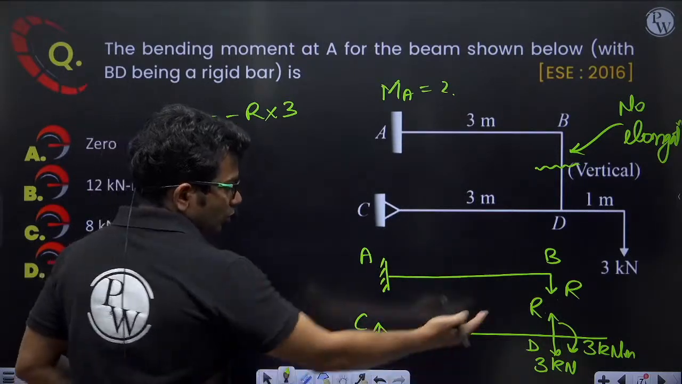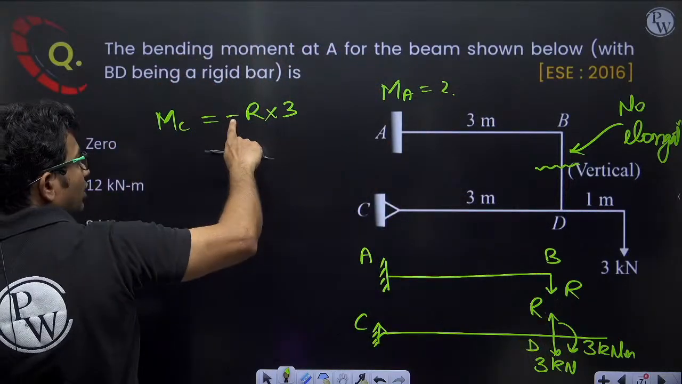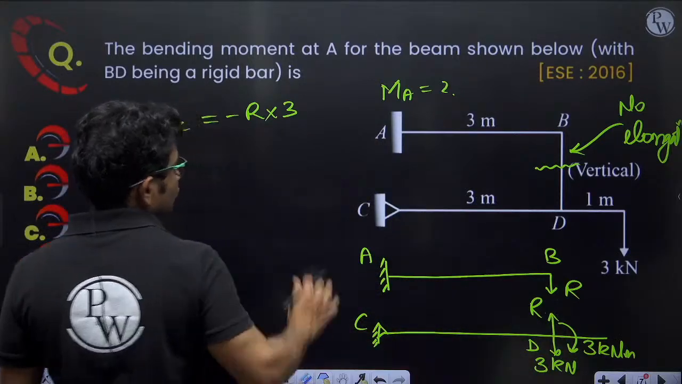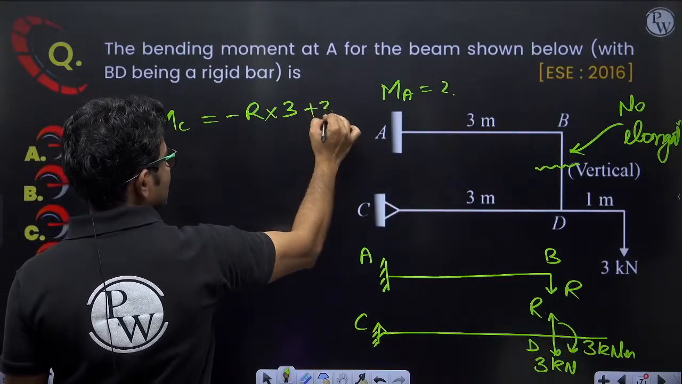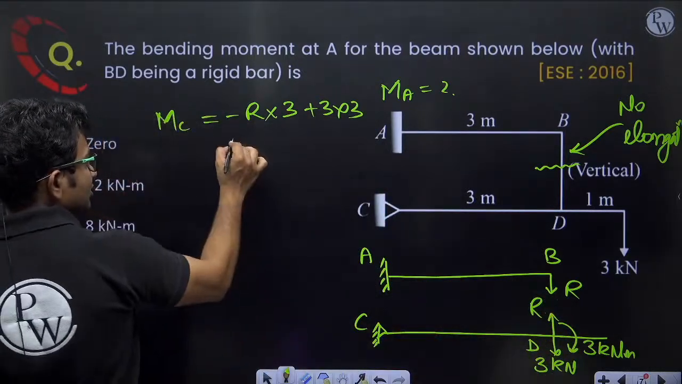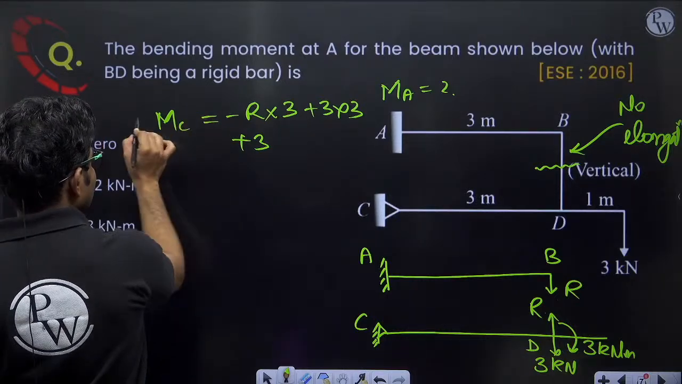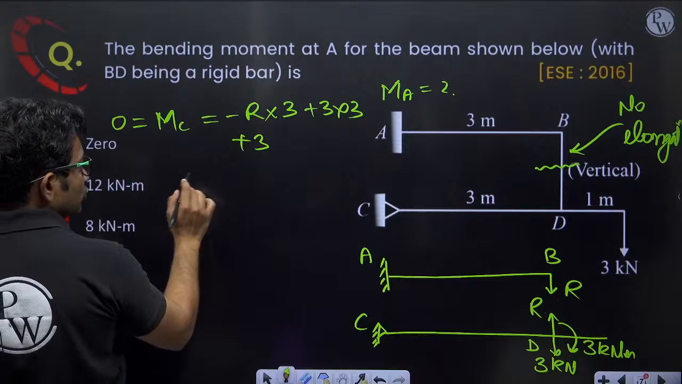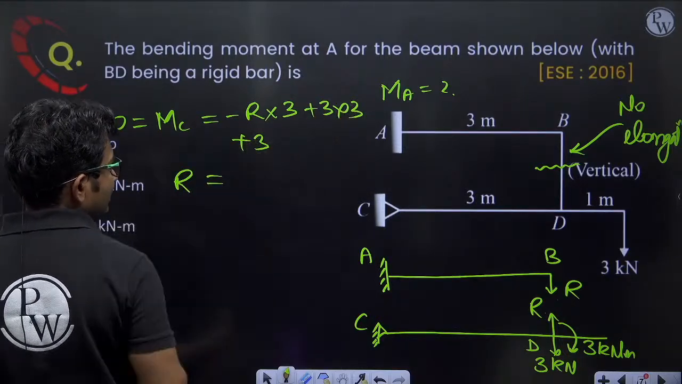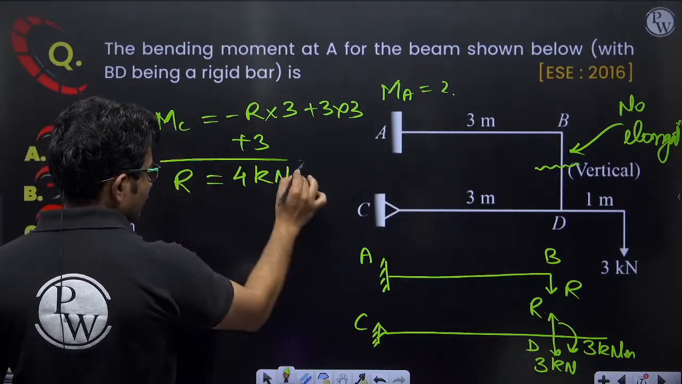So this is giving me anti-clockwise rotation, so I have taken negative. This will give me clockwise rotation, 3 kilonewton. Let me take it positive. So plus 3 into 3, and this is also giving me clockwise rotation. So plus 3 kilonewton meter, and this value MC will be 0. So my R will be equal to 3 3s are 9 plus 3 12, divided by 3, 4 kilonewton. So R is 4 kilonewton.